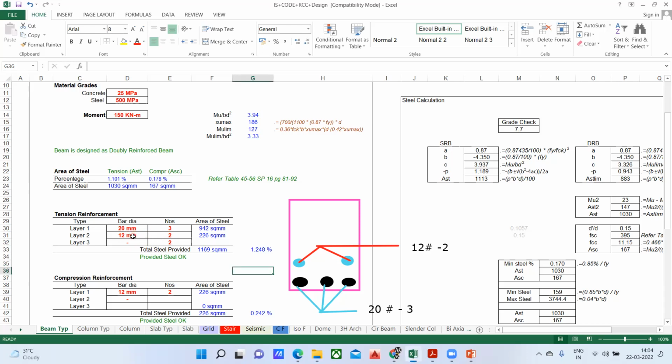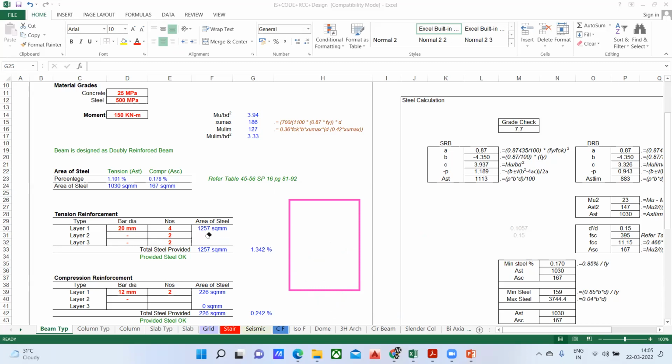No issues. For example, instead of this, I can make this 20 diameter 4 bar and go. Even then it is okay. See, then what would have happened? These layers won't come. This and this will not come. We'll remove all these things. Okay, you can do even this also. Even this is coming out to be safer, right?